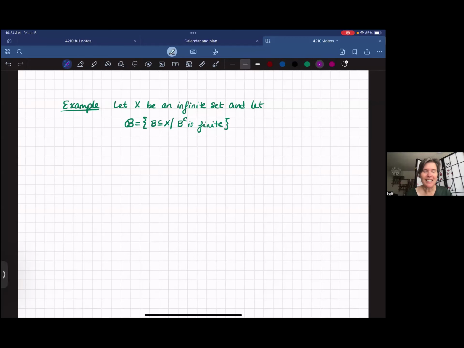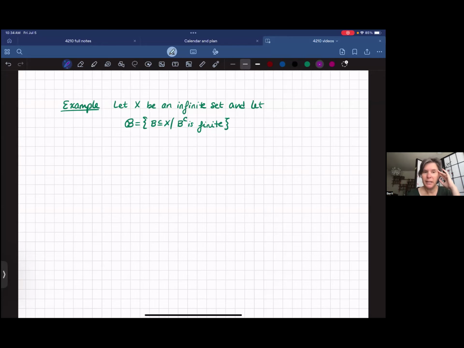Hi, this is Barrett Givens, and in this video, we're going to do two more examples of sets that are bases on another set X. Okay, so in this example, we're just going to let X be any infinite set. So X could be like the reals, it could be the integers, it could just be anything that's infinite. It could be R2, complex numbers, anything at all.